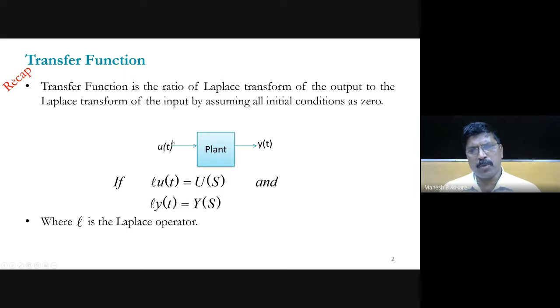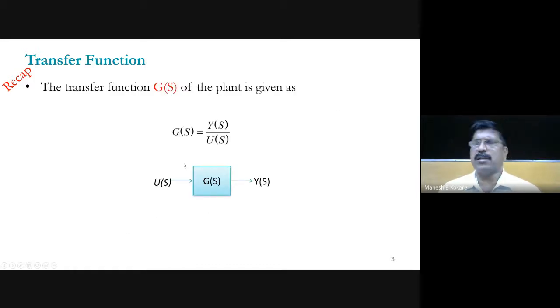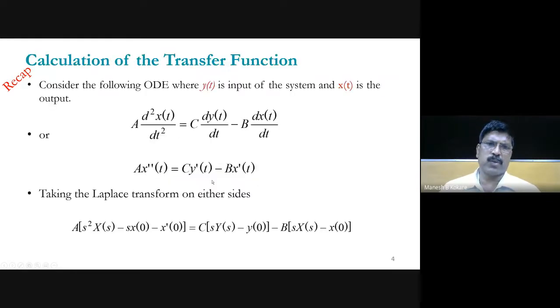So Laplace transform of u of t, L of u of t, is equal to U of s, and Laplace transform of y of t, that is the output, is Y of s. Here L is nothing but the Laplace operator, right? That we have studied in our earlier lecture. So G of s is the transfer function, which is the ratio of Laplace transform output variable to the Laplace transform input variable, so Y of s divided by U of s. Transfer function is basically, if you multiply the Laplace transform input with the transfer function, you get the output. So U of s into G of s is equal to Y of s, right? That we have studied.